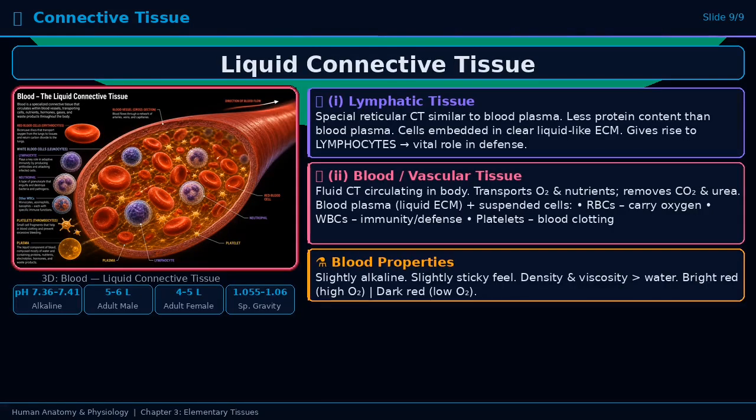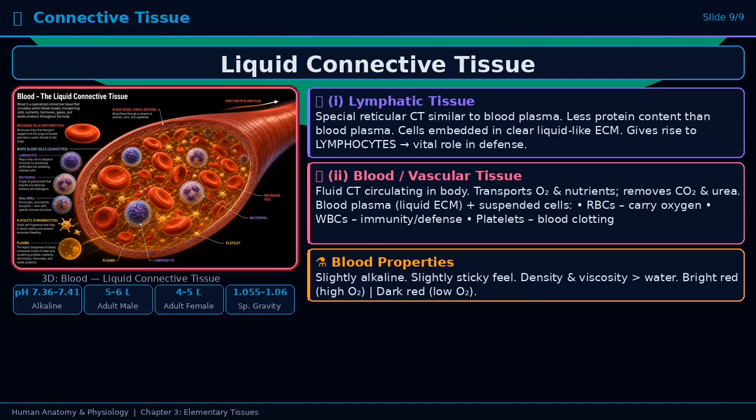Liquid connective tissue, also called hemopoietic tissue, is a loose connective tissue of two types. Lymphatic tissue, a special type of reticular connective tissue similar to blood plasma. Cells are embedded in a clear, liquid-like extracellular matrix. It has less protein content than blood plasma, gives rise to lymphocytes that play a vital role in defense mechanisms.